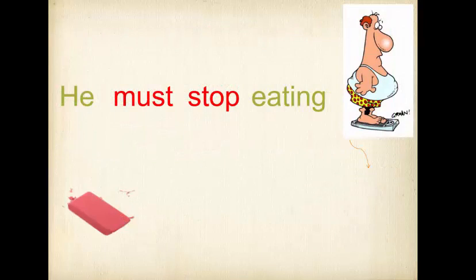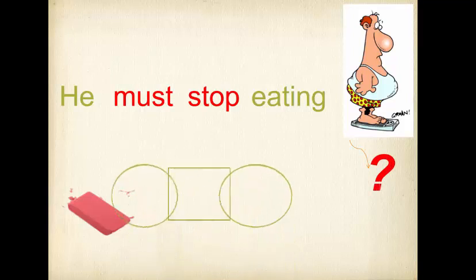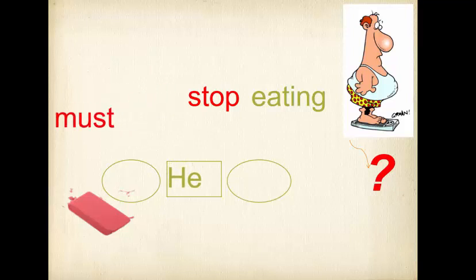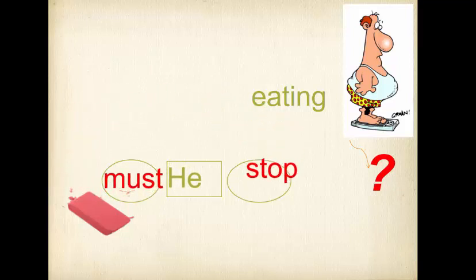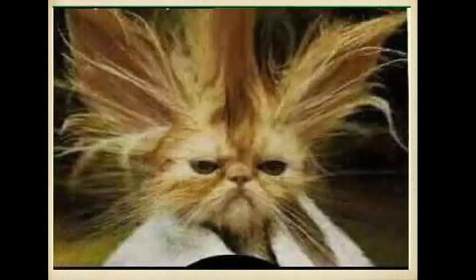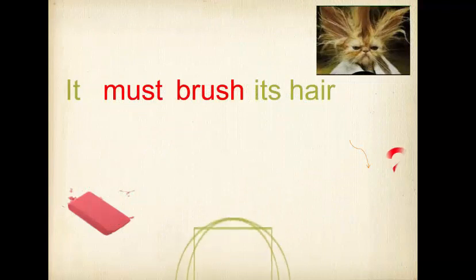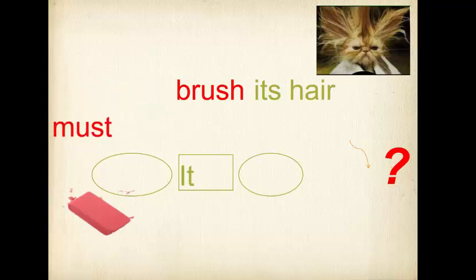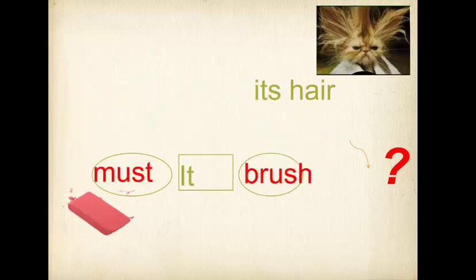Good. So let's remember, when we have modals and we have to make questions, we don't need auxiliaries. We put the modal first, then the subject in the middle, and the principal verb in the second part. So, must he stop eating? Oh, poor man. Yes, he must. No, he mustn't. One more, just to check. It must. Very good. So the question goes, must it brush its hair? Yes.